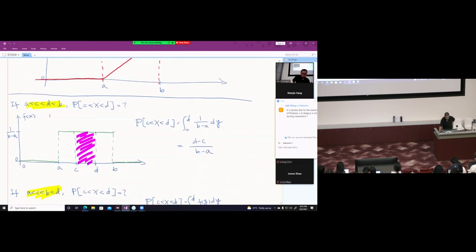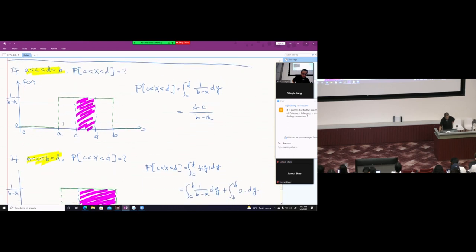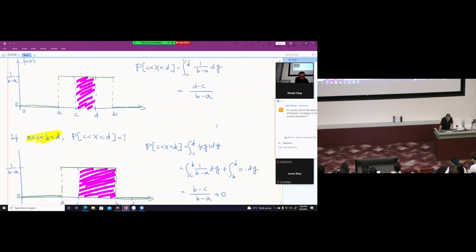So in the first case, let's consider the case that c and d are both within a and b, right? c and d are here. In this case, if we wish to know the probability that it takes a value within the interval from c to d, according to the definition of a probability density function, we just need to take an integral, right? The density within this interval is just 1 over b minus a, right? So in this case, it's simply the area of this pink region, which is d minus c over b minus a. So this is the first case.